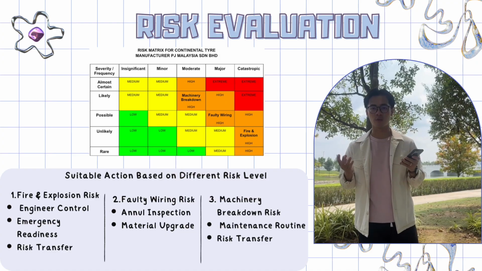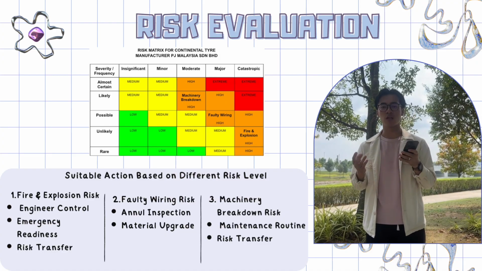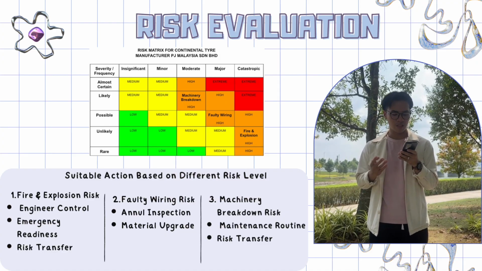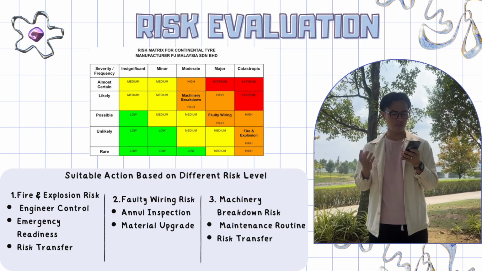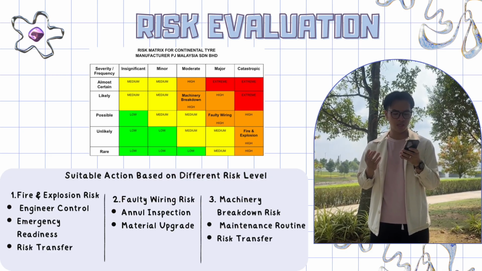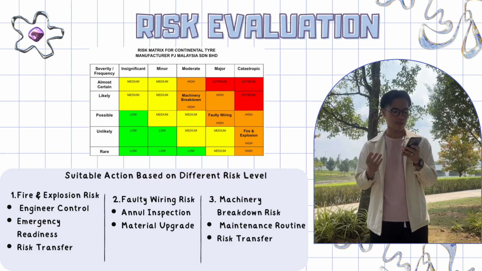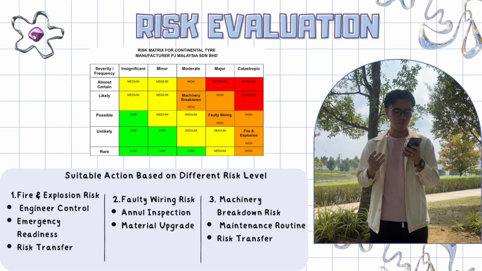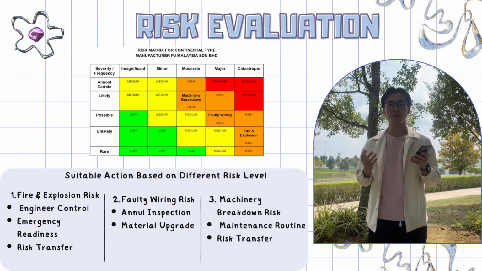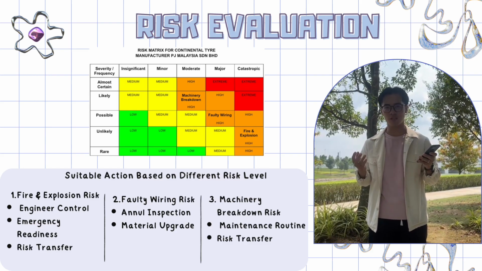Second is faulty wiring risk. We suggest an annual inspection, which is to conduct a mandatory yearly maintenance audit on all electrical cabling to check for melted insulation or loose terminals. Next is material upgrade. Encase wiring in high temperature, chemical resistant protective cover to prevent exposure to extreme heat and corrosive fumes.